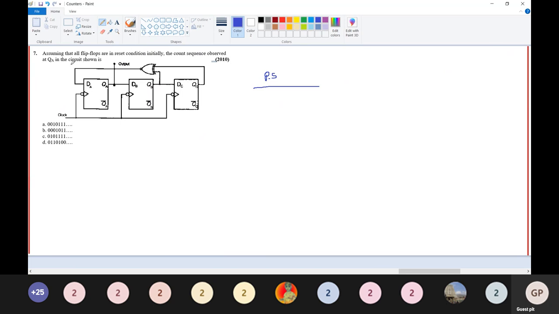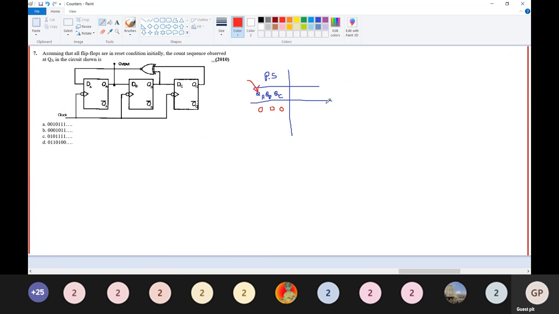The sequence given is not mentioned, so we'll take QA, QB, and QC. Initially all are 0, 0, and 0. Assuming that all flip-flop inputs are in reset condition initially, from the count sequence observed at QA, you are required to find the count sequence at QA in the following circuit diagram.